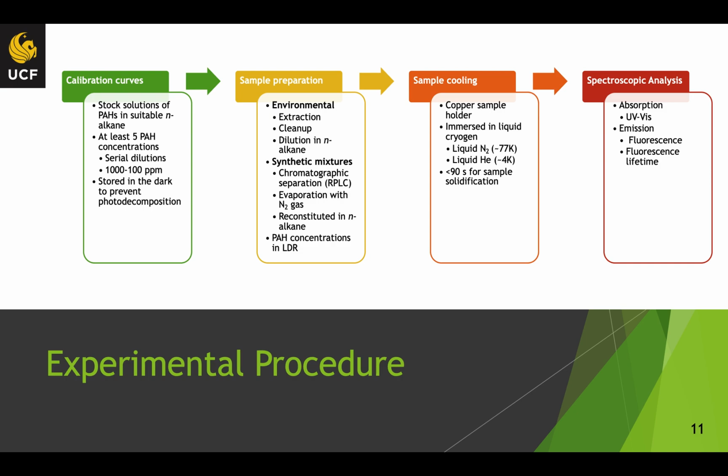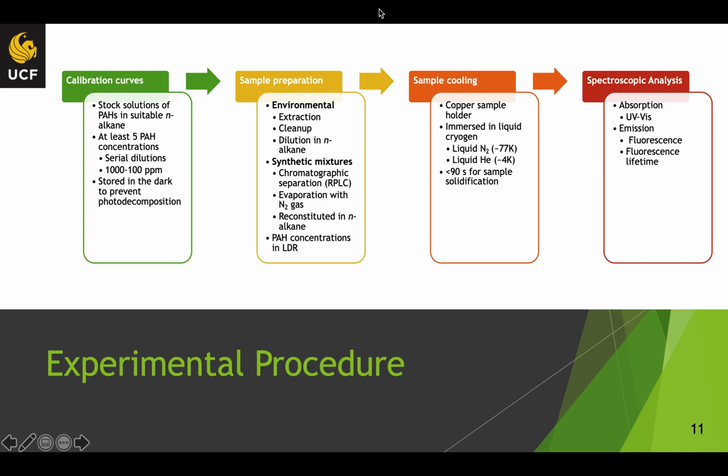Sample preparation would follow. So if you have an environmental sample, first it would be important to do extraction and cleanup, and then dilute it in the appropriate N-alkane of choice. Synthetic mixtures can also be prepared in the lab in order to test this method. These synthetic mixtures can be separated by chromatographic separation, or RPLC. Usually they would be evaporated with nitrogen gas and then reconstituted in the correct N-alkane. It's important to mention that these PAH concentrations should be in the linear dynamic range of those previously developed calibration curves.